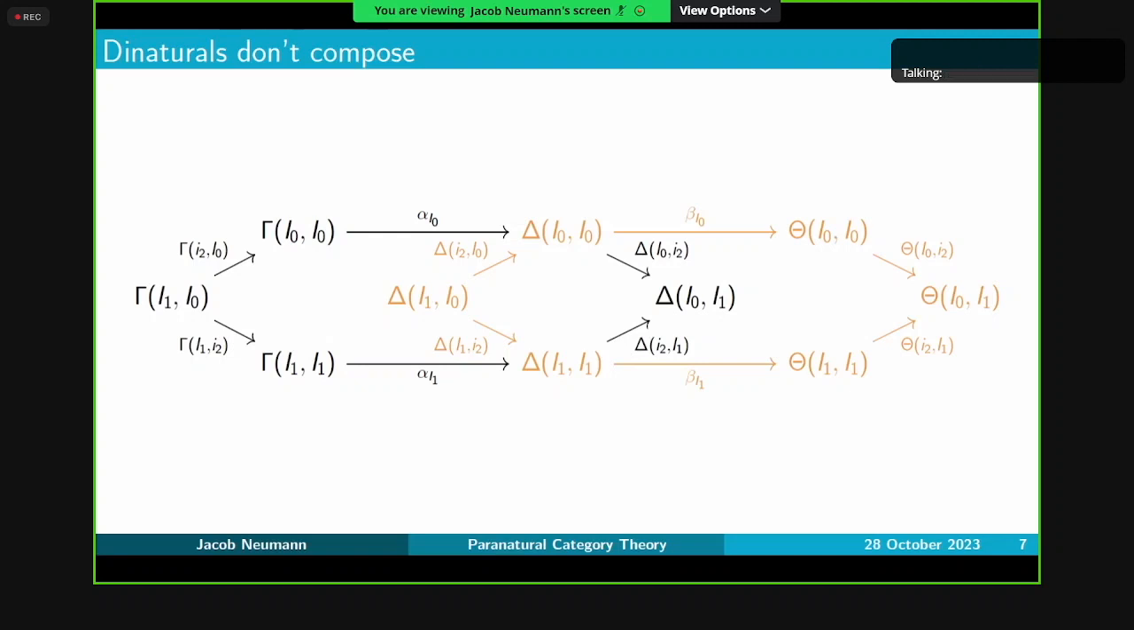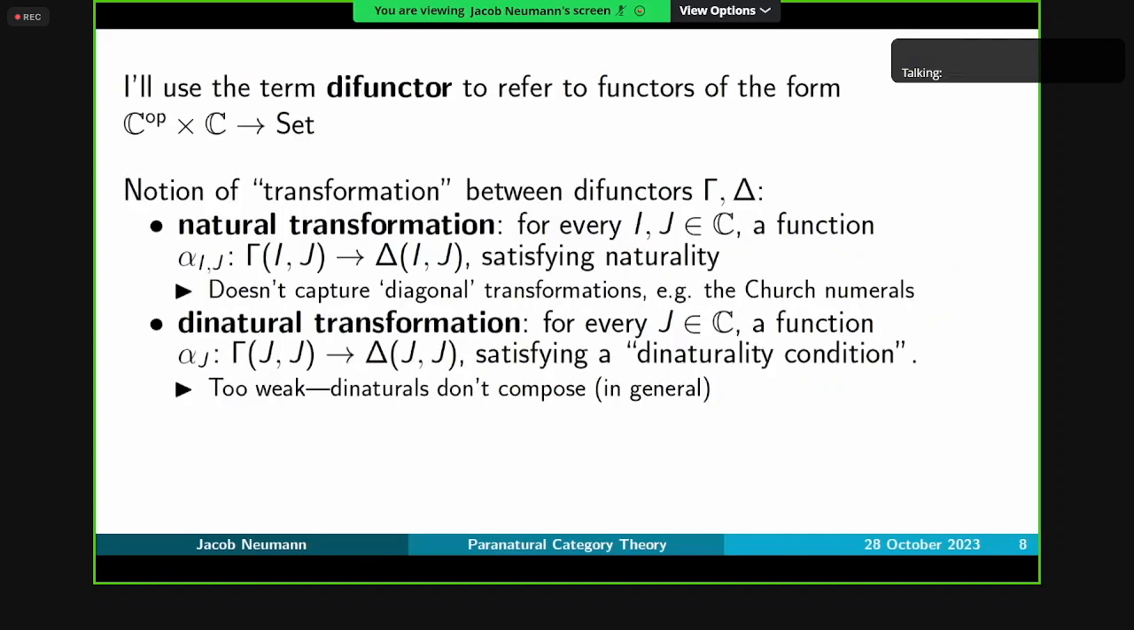But in order for their composite to count as a dinatural transformation, I would need to be able to conclude that this outer hexagon commutes, and I don't have the information I need. That doesn't follow, and there are known counterexamples where these don't compose, and so this is a pretty serious shortcoming if we're interested in this as a notion of transformation.